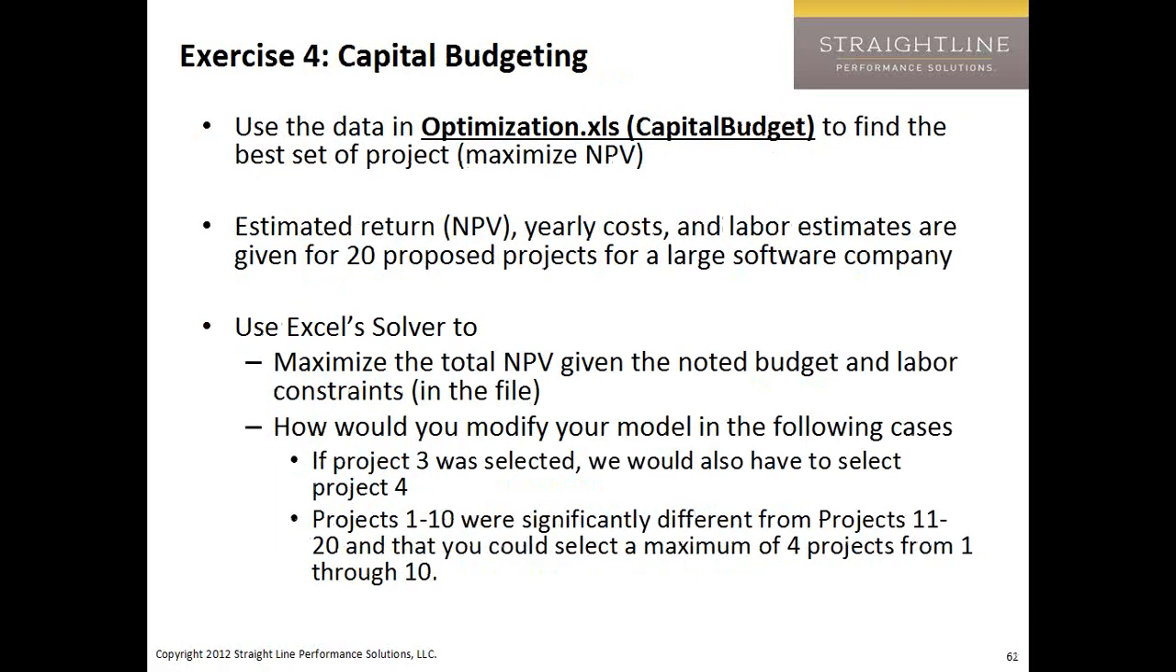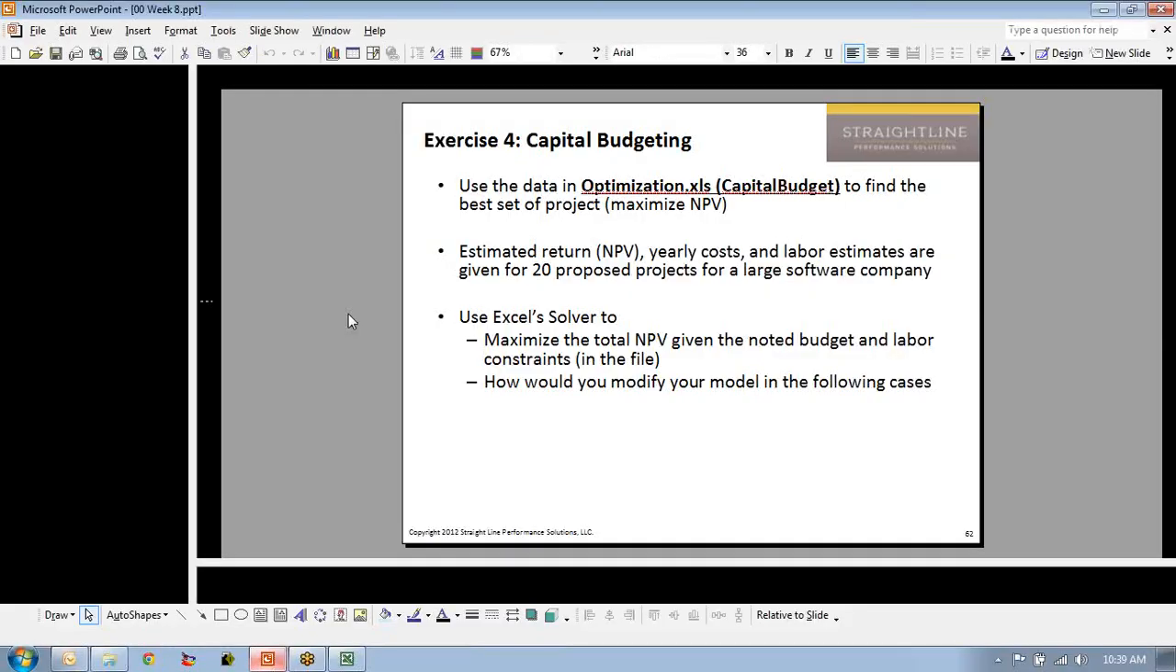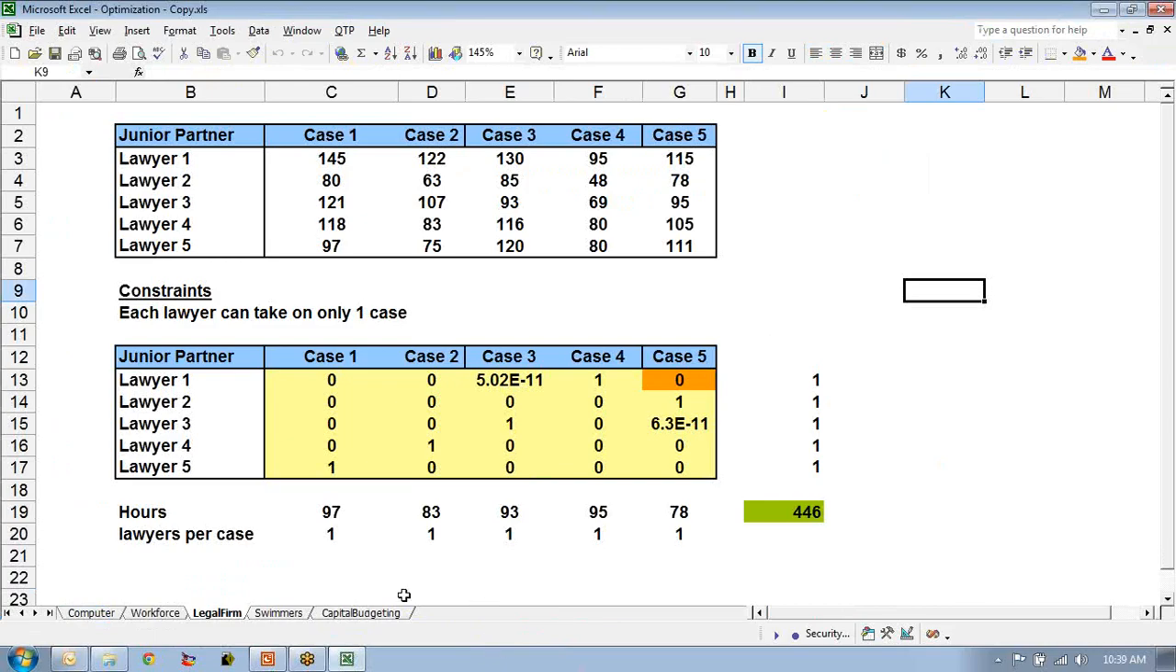We'll skip over exercise 3 and we'll do exercise 4, which is on capital budgeting. So we're going to use a data and optimization capital budget to find the best set of projects that maximize net present value. So in this case, the problem that we have is we only have so many labor hours to do it, and we only have so much budget to do it. Okay? So there's budget that's in here, and there's labor. So how do we maximize the ROI given all of that? This is a pretty cool problem, a pretty common problem.